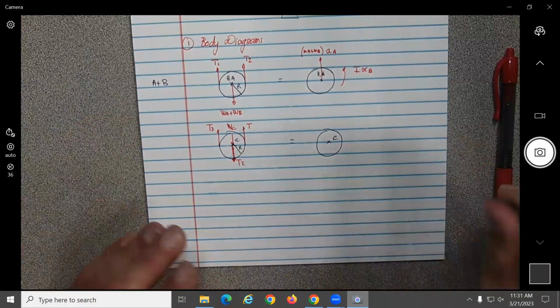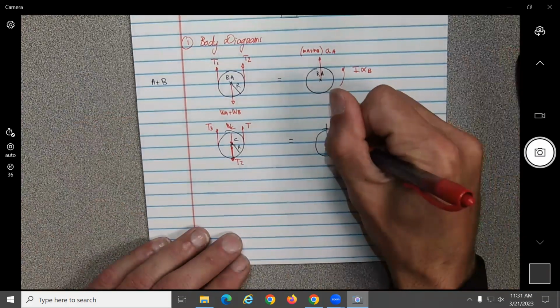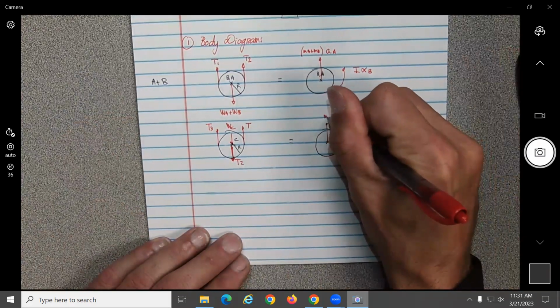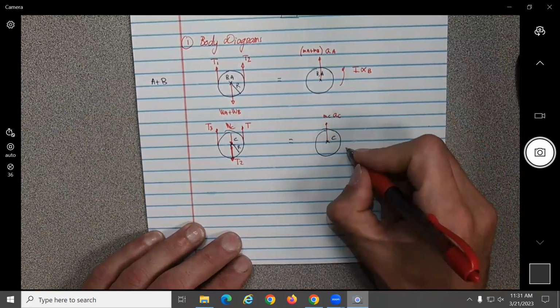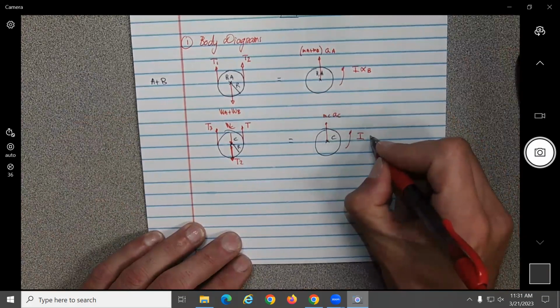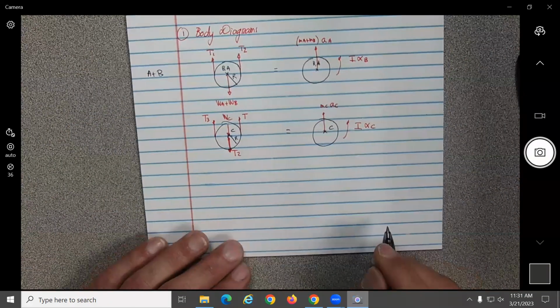So now over here, what are you going to have? This should be what now? M sub C, acceleration of point C, no? Of the CG of that one. And then you're going to have over here what? I alpha sub C.